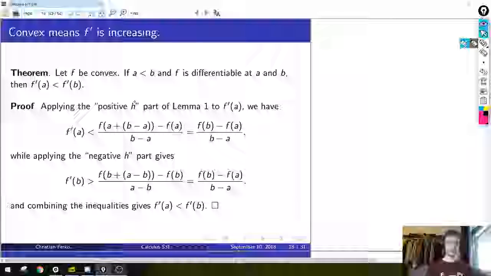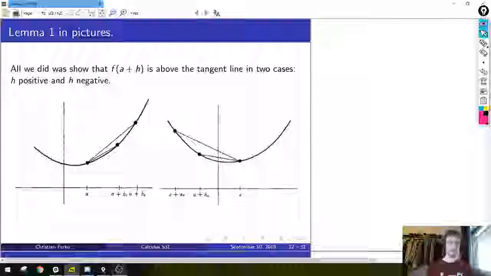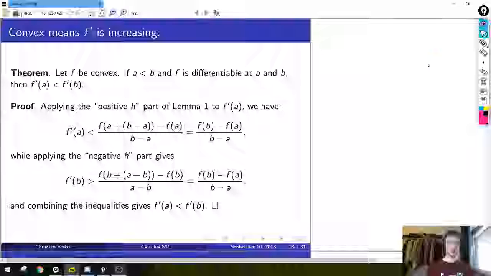Well, we use those 2 parts of the lemma that we just proved. Remember, we have this lemma that tells you that the derivative is less than the secant line slope if h is positive. The derivative is bigger than the secant line slope if h is negative. So we'll just copy that over almost directly, but now we're going to apply that result with a very clever choice of h, right? So here we've chosen h equals b minus a. Clearly b minus a is positive because we've assumed a is smaller than b. So we're free to apply that part of lemma 1 with h equals b minus a.